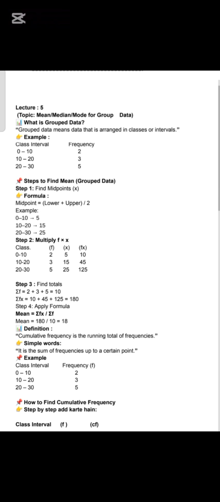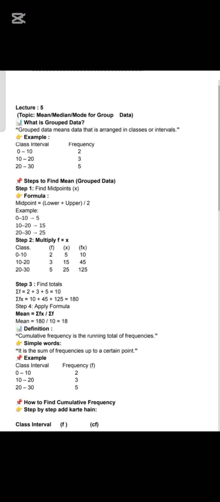So we can find f multiplied by small x. The given class intervals are 0 to 10, 10 to 20, 20 to 30, and frequencies are 2, 3, and 5, and our midpoints are 5, 15, and 25. Now we multiply 2 multiplied by 5, 3 multiplied by 15, and 5 multiplied by 25. And we find that f times x is 10, 45, and 125.